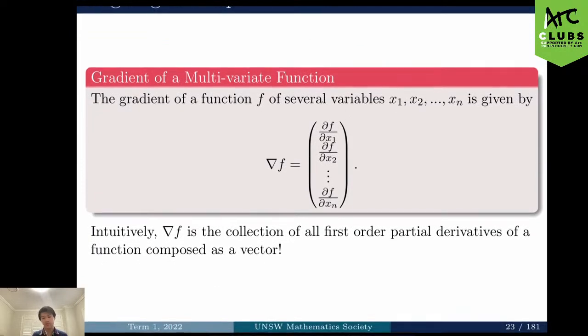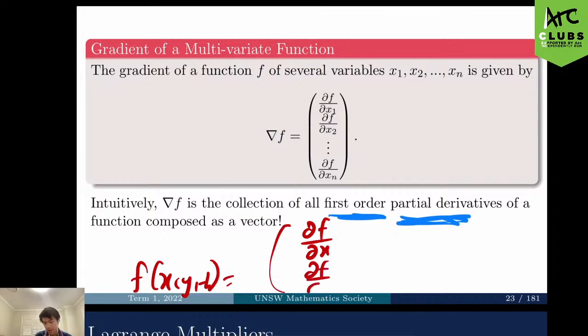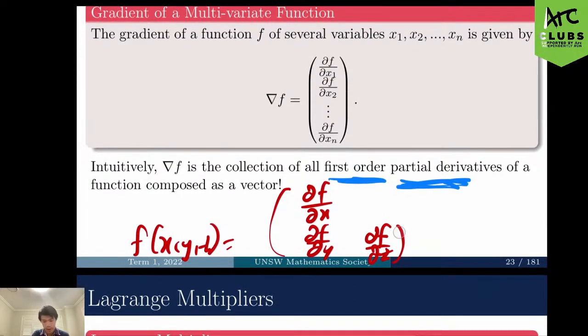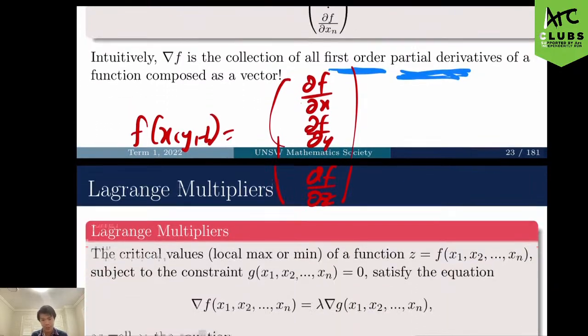So I'm assuming we would have done this in first year. The idea is it's just the collection of all first order partial derivatives in order. So if we've got a function like f(x, y, z), it's going to be equal to df/dx, df/dy, df/dz. Sorry, it's an L-shaped vector, but you get the point, right? It's 3 components. I'll just draw it down here. So that's our gradient. And we need to know this because Lagrange multipliers work based on gradient.